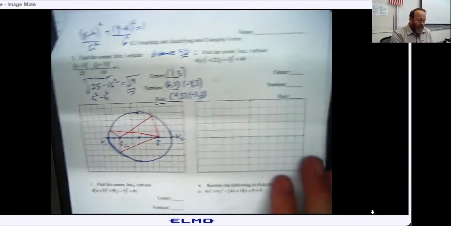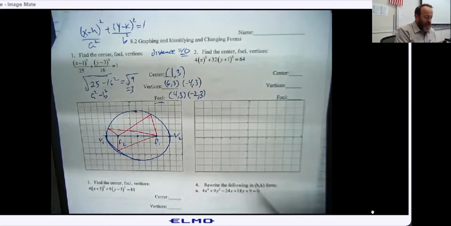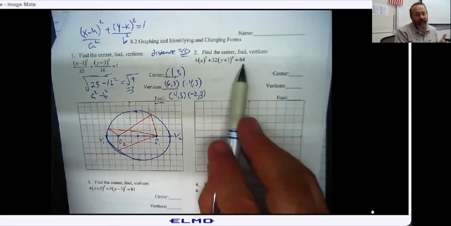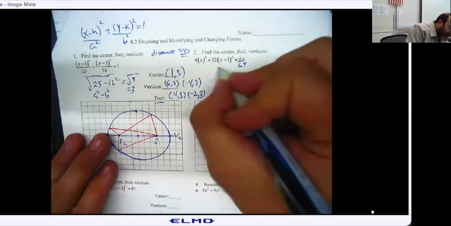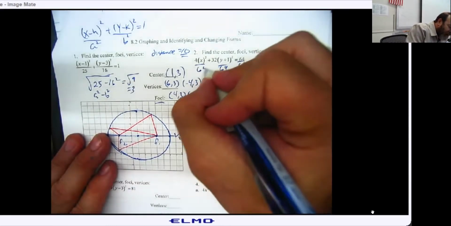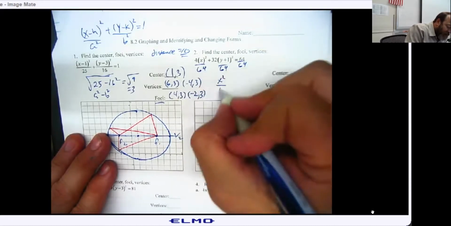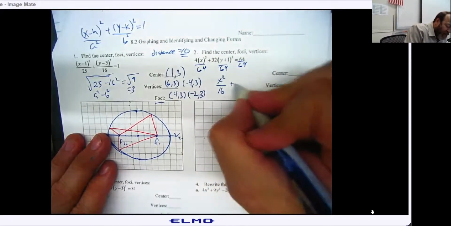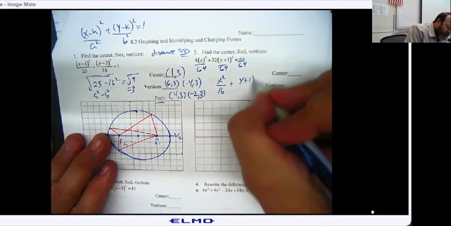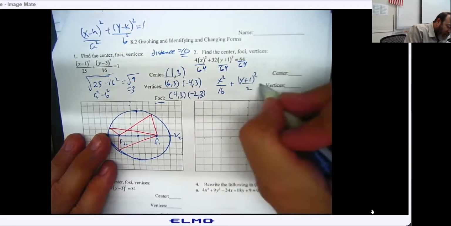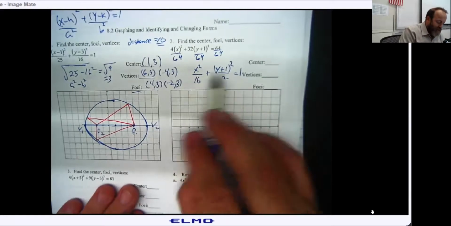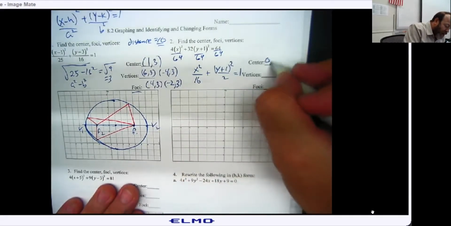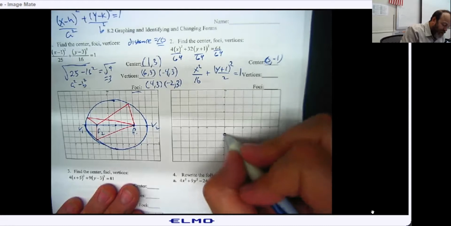Now, in number 2, I've changed the story a little bit because I like it to be equal to 1, and this one isn't. So we're going to divide every single piece by 64. That's going to give me x squared over 16, because I'm going to reduce, plus (y plus 1) squared over 2 is equal to 1. So I can quickly see that my center is going to be at (0, negative 1). It's right here.